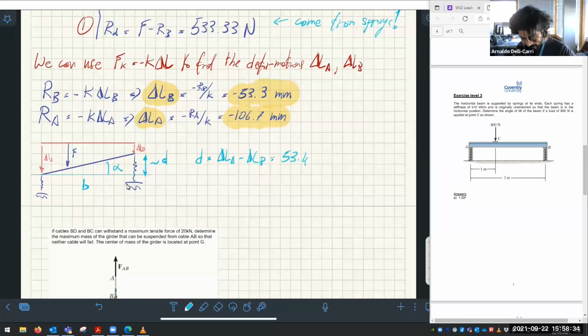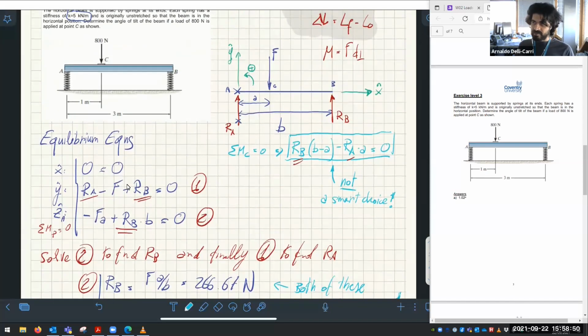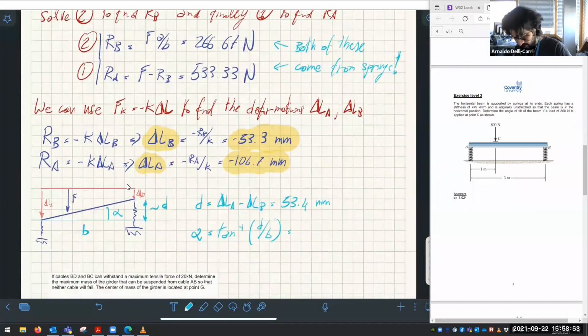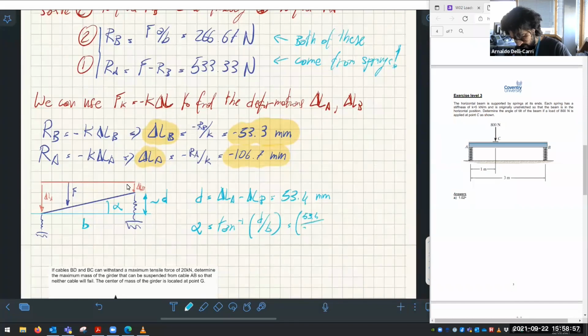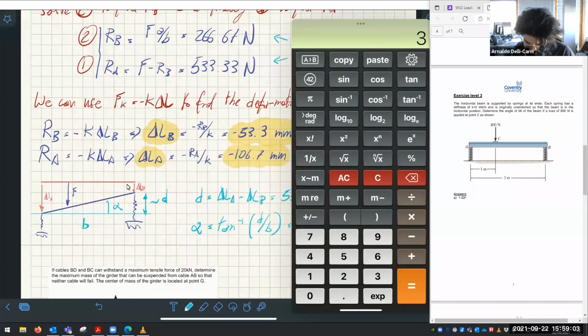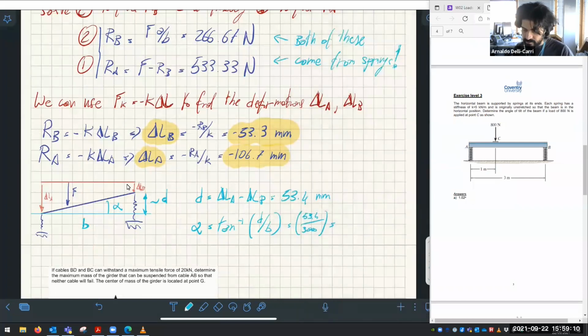There you go. Alpha equals arctangent of opposite divided by adjacent, D over B, which is 53.4 millimeters, of course, divided by 3 meters, which is 3,000 because we are using millimeters here now. So 53.4 divided by 3,000. Arctangent of this is 1.02 degrees. There you go. See, that's the answer here, 1.02 degrees.